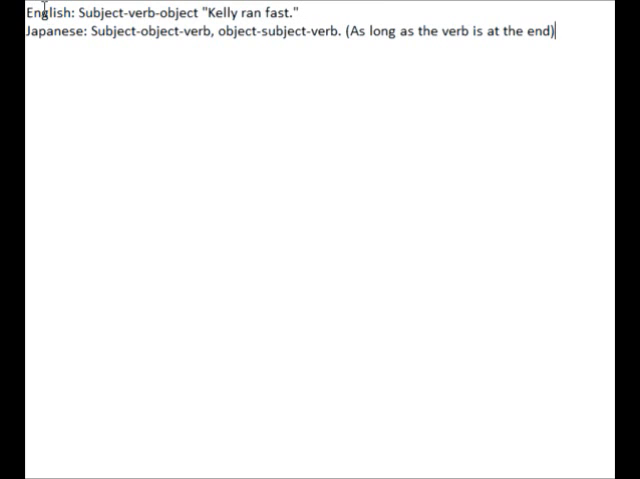Okay. So, in English, I've already typed it up a bit. In English, sentences are always subject, verb, object. There's no other way to do it. It's like Kelly ran fast. In Japanese, however, it's subject, object, verb, or object, subject, verb, as long as the verb is at the end. For example, Kelly fast ran, or fast Kelly ran, as long as the verb is at the end, as I said before.